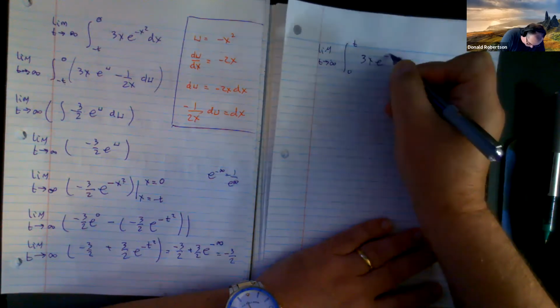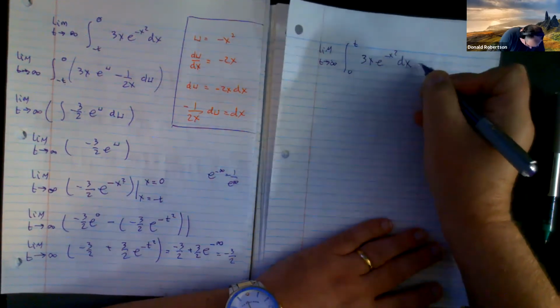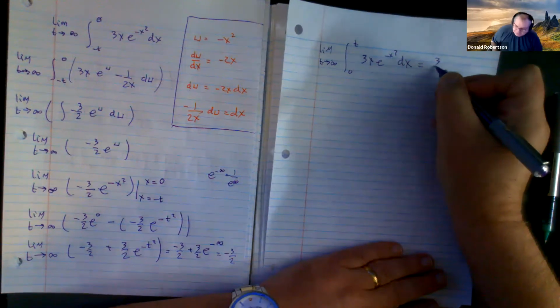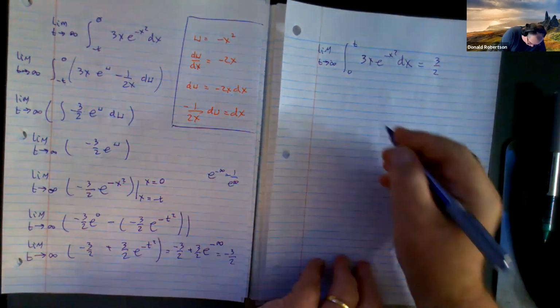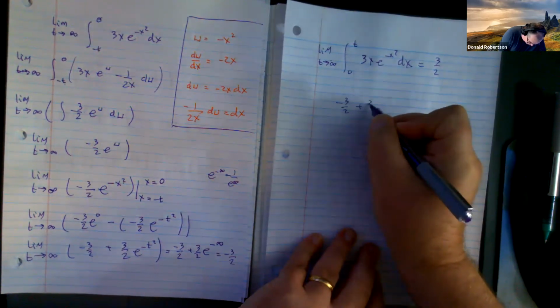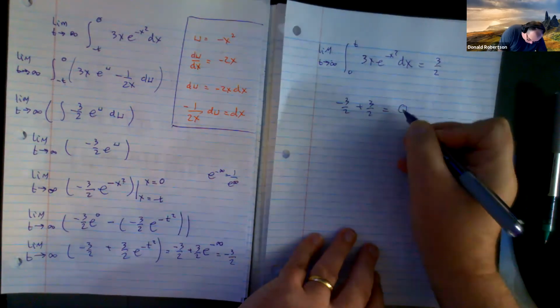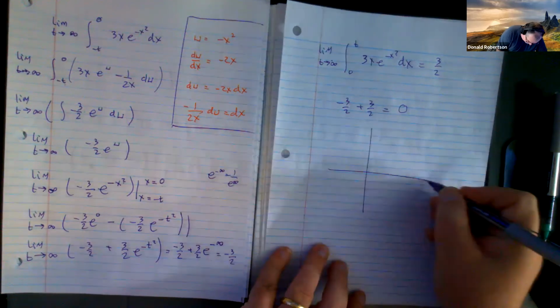No, I won't do it. Can you just trust me that it ends up being positive 3 halves? It's very similar working. So what's the result? Well, the result in this case is the answer is 0. And no, that's not a contradiction.